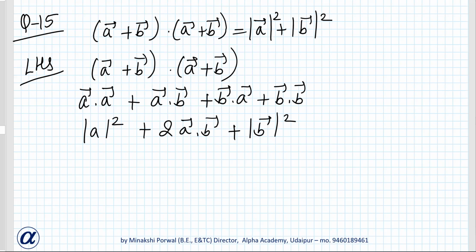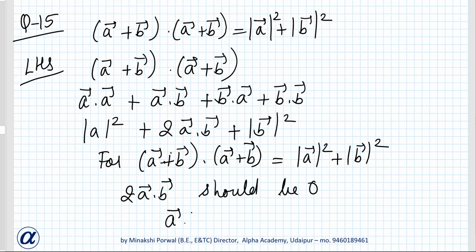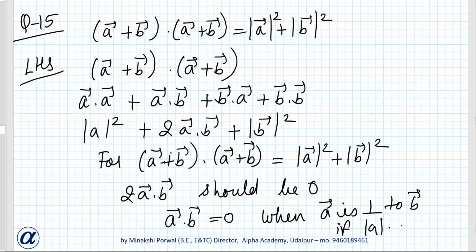For A plus B dot A plus B to equal mod of A square plus mod of B square, 2 A dot B should be 0. When will it be 0? If A dot B equals 0, when A is perpendicular to B, if mod of A and mod of B are not equal to 0. So hence proved.